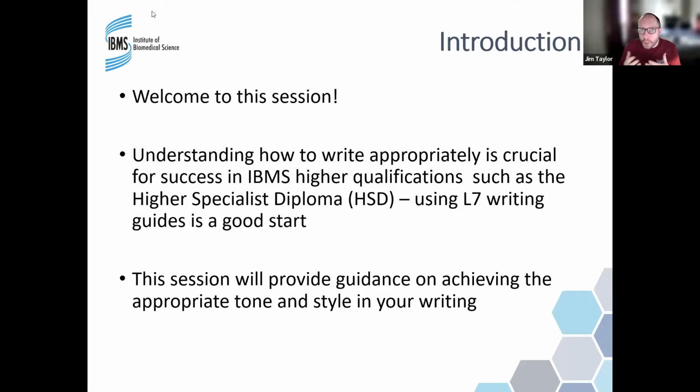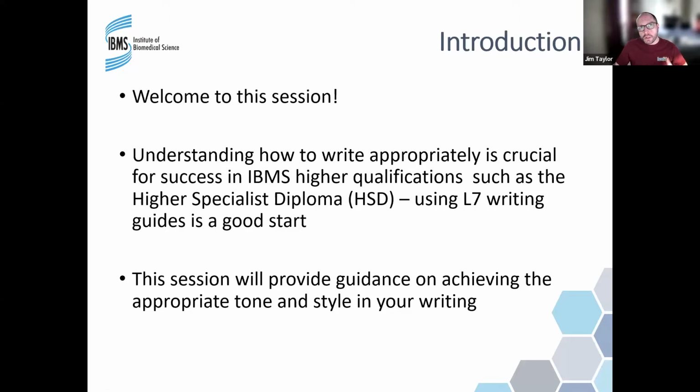So getting started straight away, we are going to have a look at how to write appropriately at level 7, which is a postgraduate master's level, because that's the level that the IBMS higher qualifications, such as the HSD, are pitched at. It's worth just reminding people that things like the HSD are level 7 equivalent. They are not masters and that kind of thing in their own right. So there's a lot of stuff to take across.